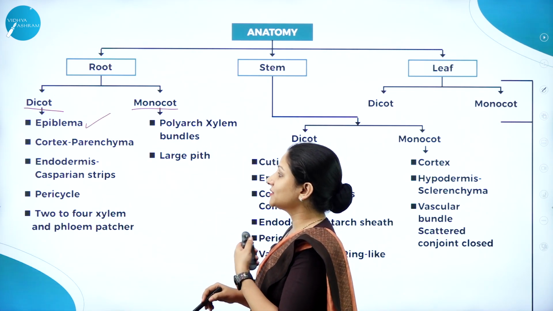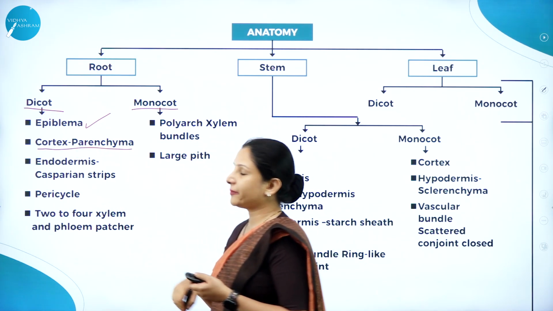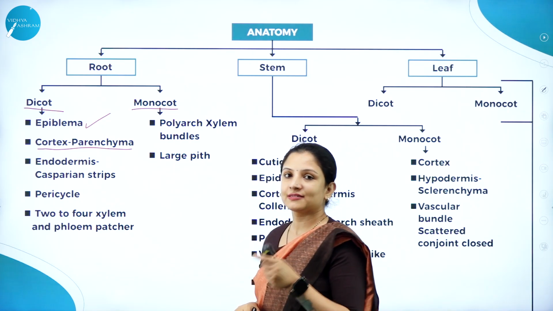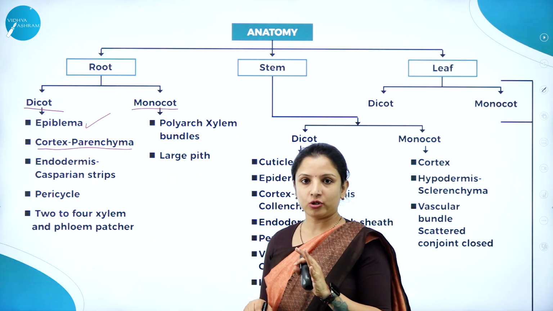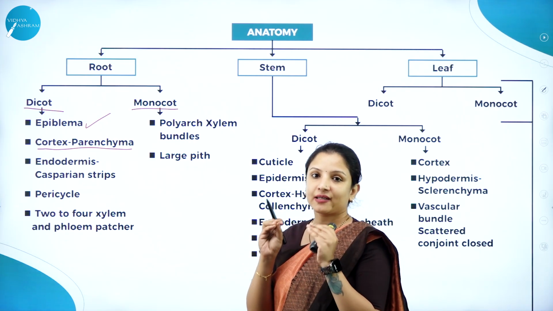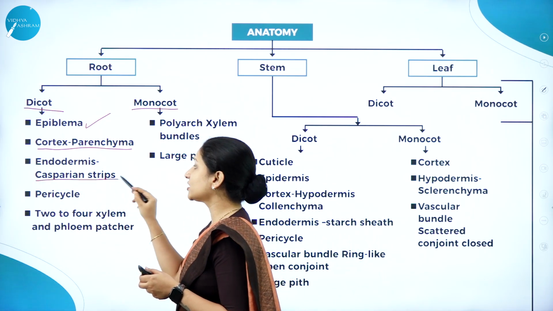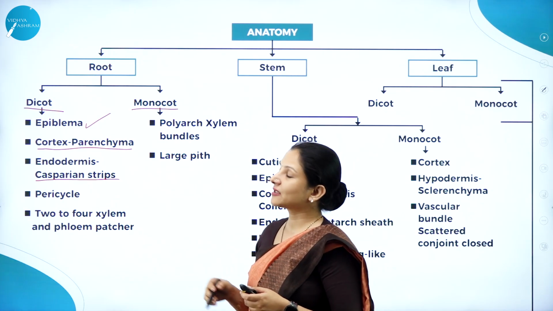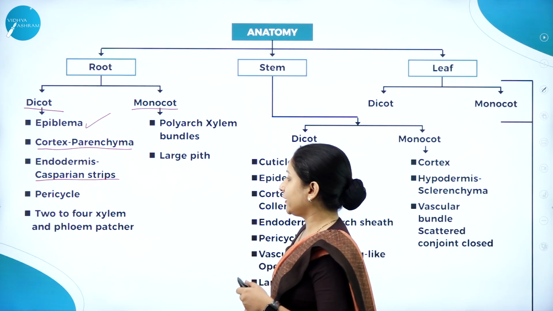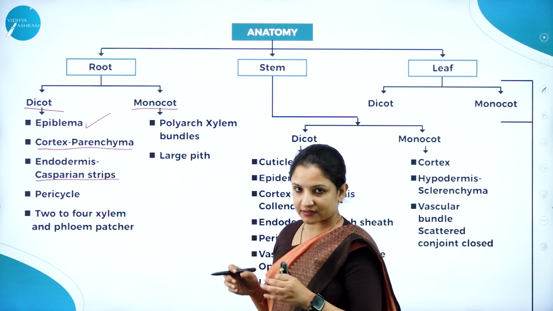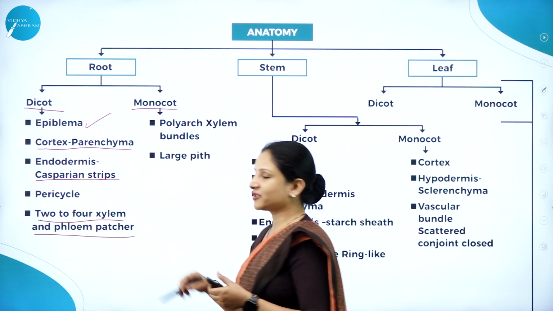Below the epidermis is the cortex, and that cortex is made up entirely of parenchyma cells. Below the cortex is a layer of cells called the endodermis, and in that endodermis they have Casparian thickenings which are present in the tangential and radial walls. So Casparian strips will be present. That is one of the characteristic features of the dicot root. Next, the pericycle will be present below the endodermis, and talking about the vascular bundle, they have 2 to 4 xylem and phloem patches.